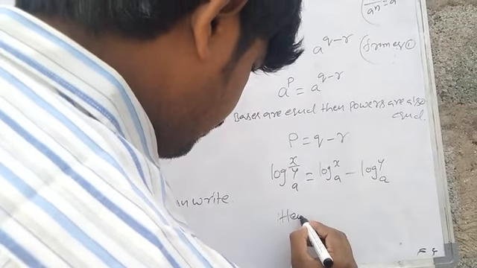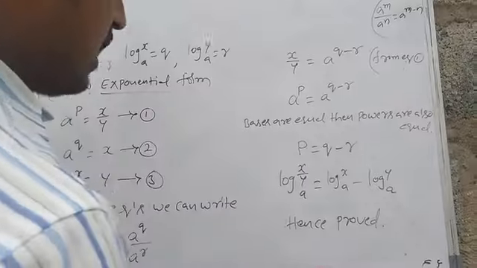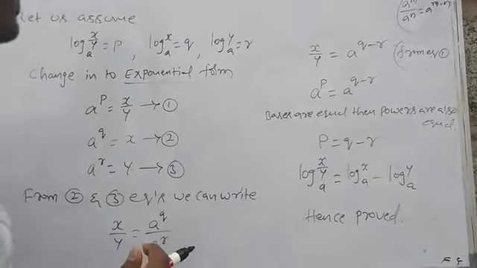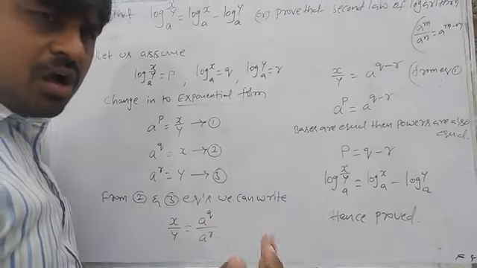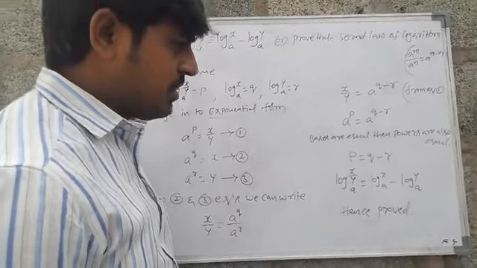Hence proved. This is the second law of logarithm proof, and prove that log of x by y to the base a is equal to log of x to the base a minus log of y to the base a. Okay?